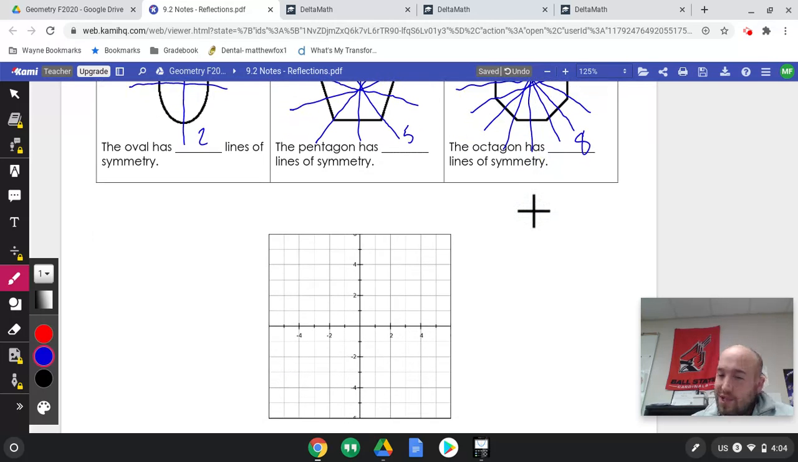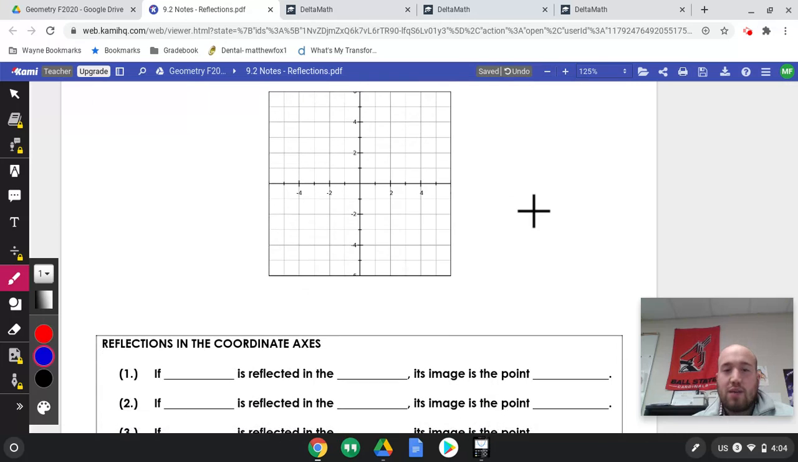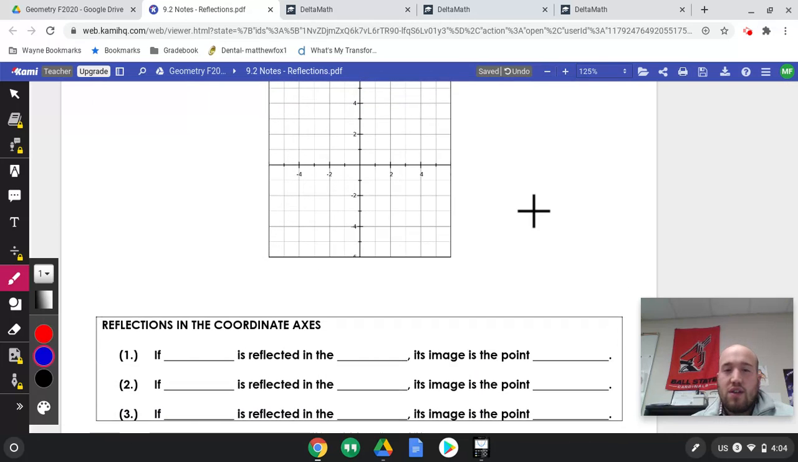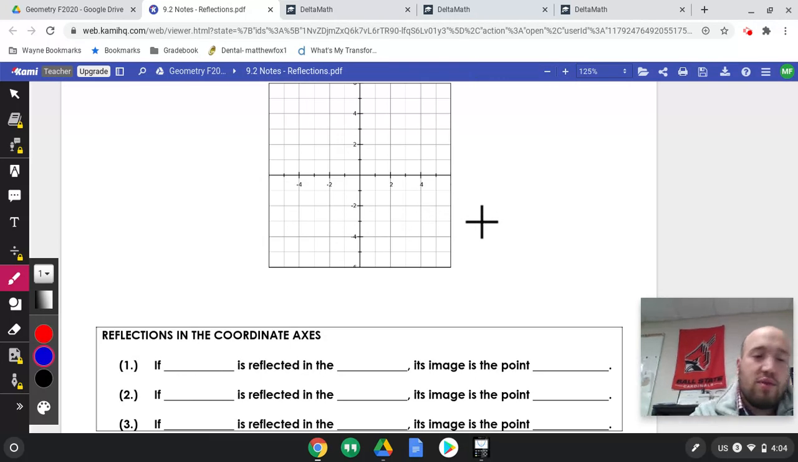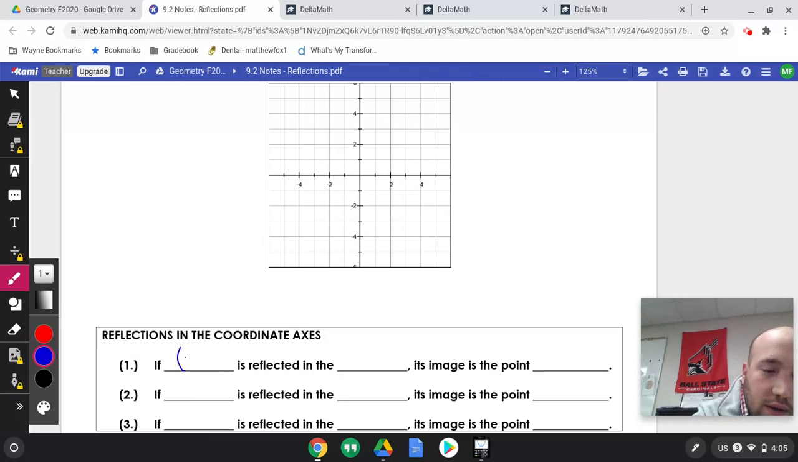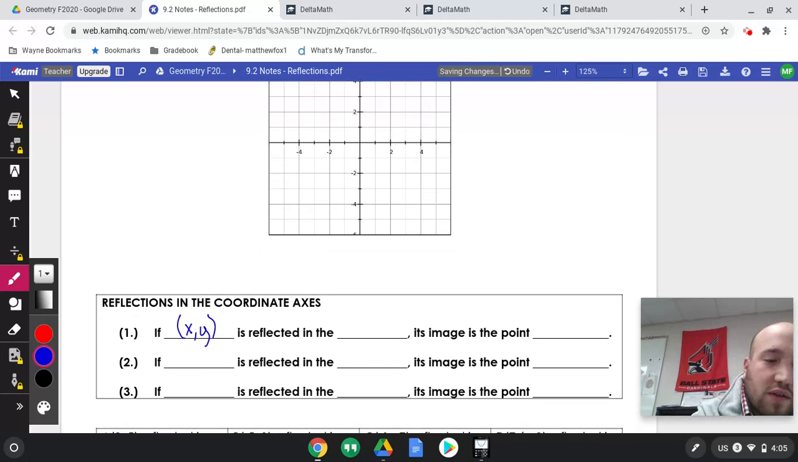All right, just about done with the lesson. The final thing I want us to talk about here is what do we do if we have a point and it's reflecting over the x and the y-axis? Sometimes we might not have a graph. Okay, we still need to be able to figure out what it is. So assuming we have just a generic point, x, y, okay, we're going to do this 3 times.